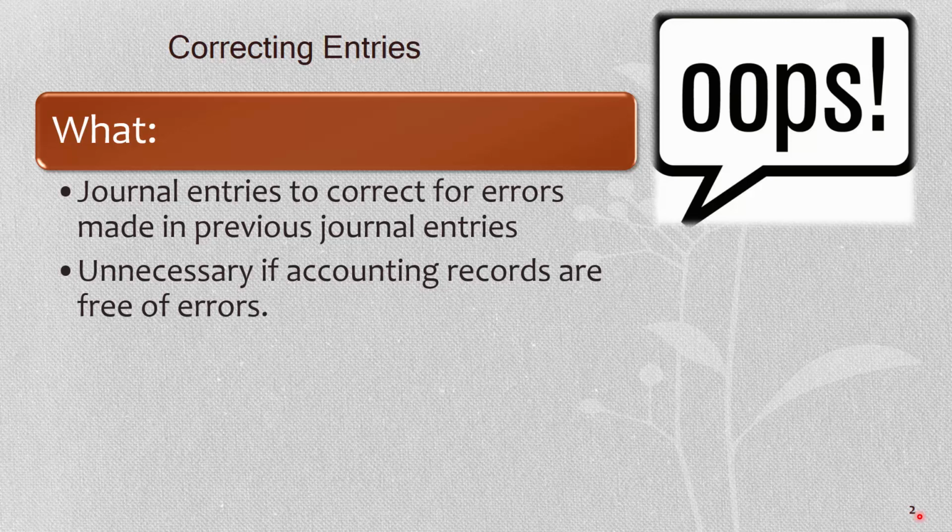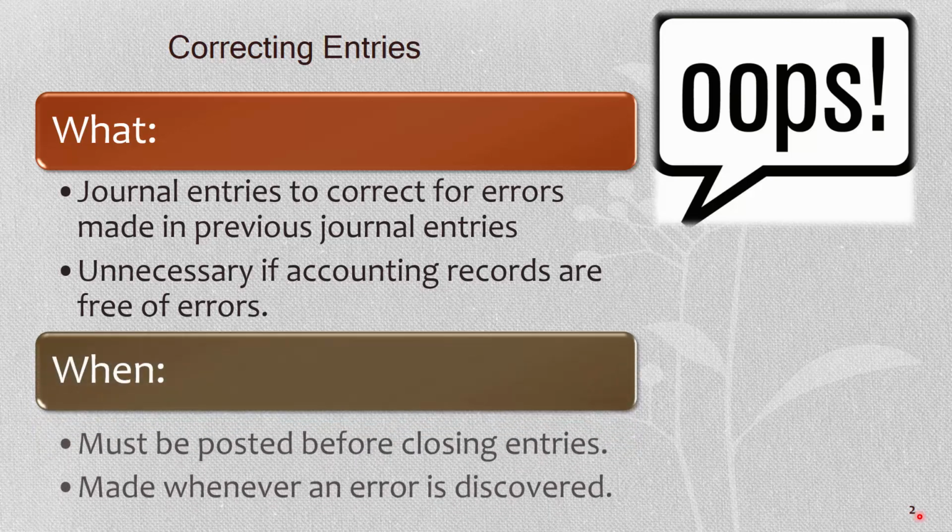In accounting, you can't go back and delete journal entries. That's not allowed. You need to keep that trail of what happened in the past. So instead, you do correcting journal entries. Now, of course, if you never make any mistakes, there's no need for correcting entries, but every accountant makes mistakes.